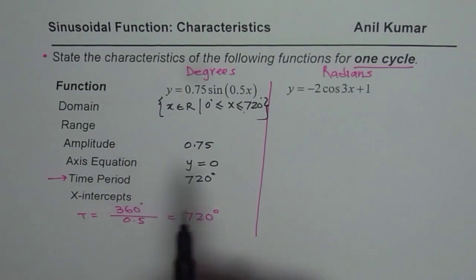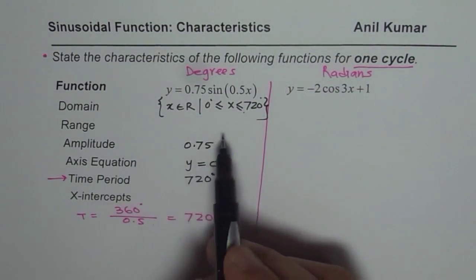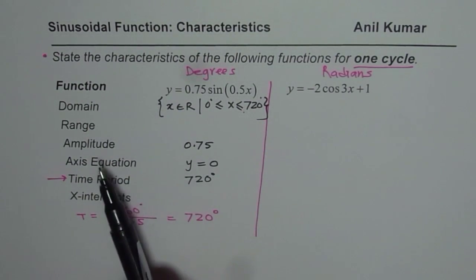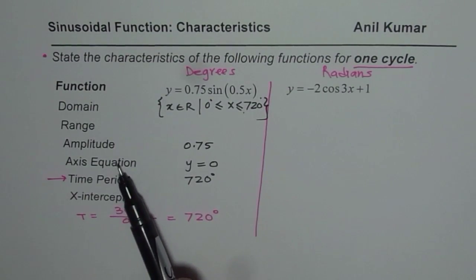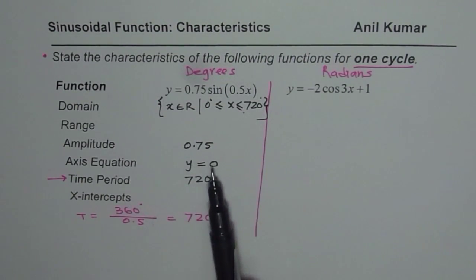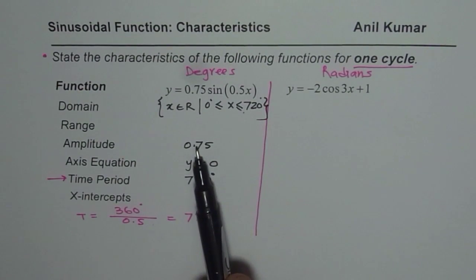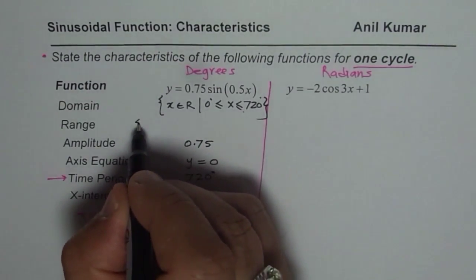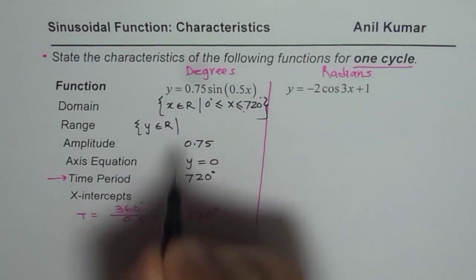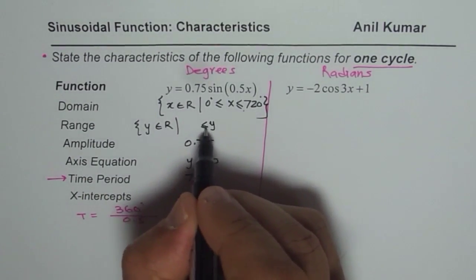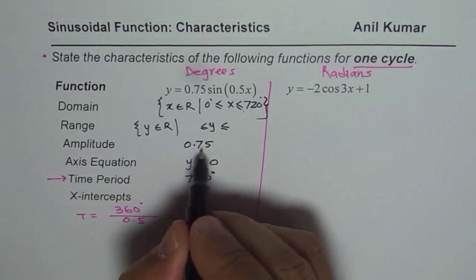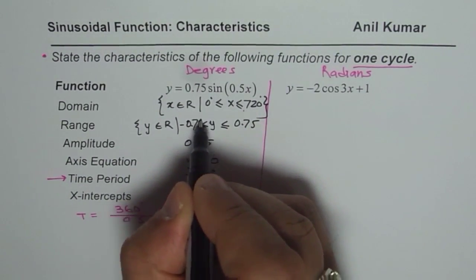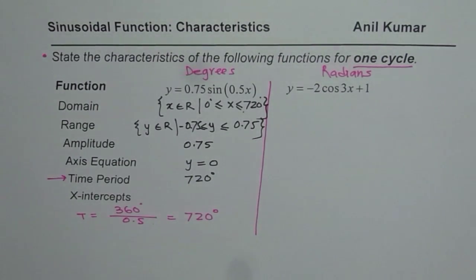To find range, it is what is the maximum value and what is the minimum value. So maximum and minimum values you can always find from the difference between the amplitude and these two things combined together. So from 0, if you go up, that is your maximum value. If you come down by this much, it becomes minimum value. So we could write range as y belongs to real numbers, where y is greater than or equal to negative 0.75 and less than or equal to the amplitude, 0.75. So that becomes the range for the function.